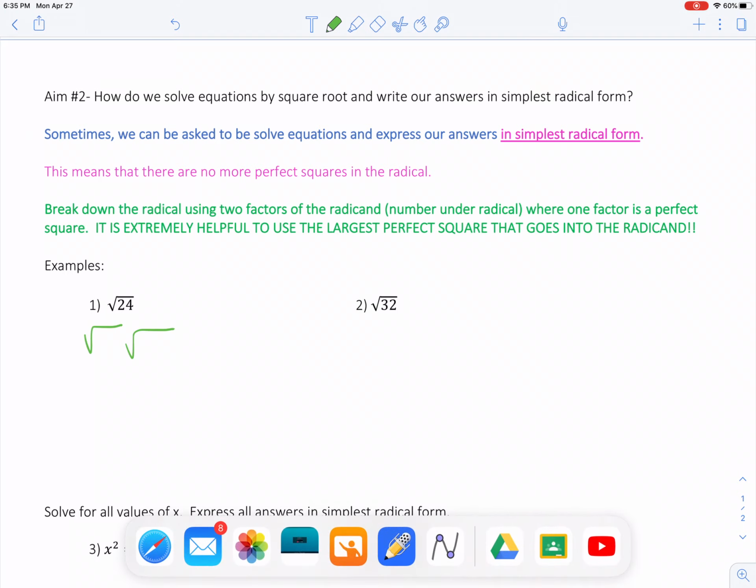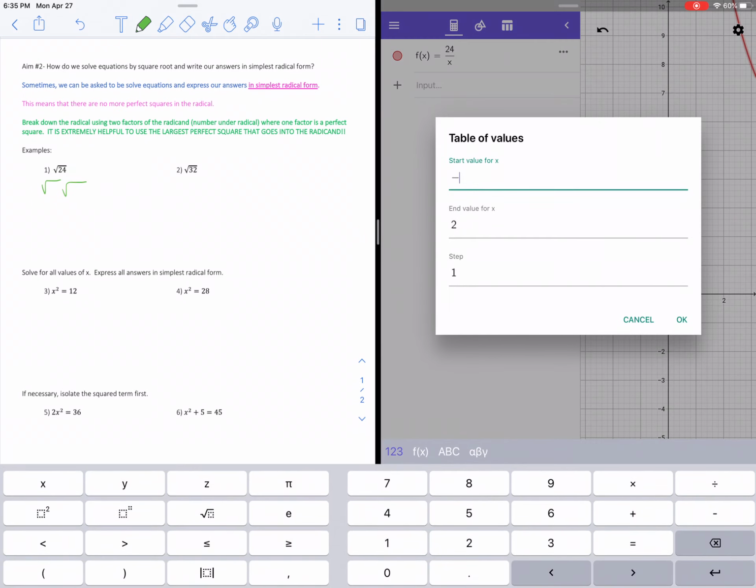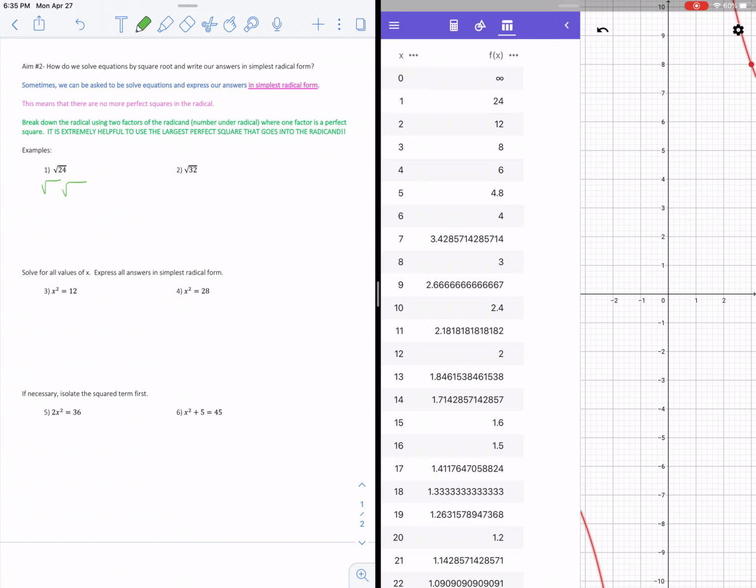So some of you may be able to just think, okay, what perfect square goes into 24? Let's say you can't. Just like with factoring, if I put 24 divided by x into the calculator and look at the table of values, let's go from 0 to 24, look for perfect square factors. So I see 1 times 24, and neither's a perfect square. Well, 1's a perfect square, but I wouldn't use that actually to break it down.